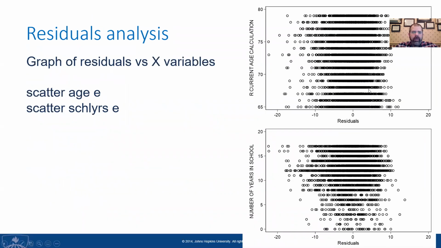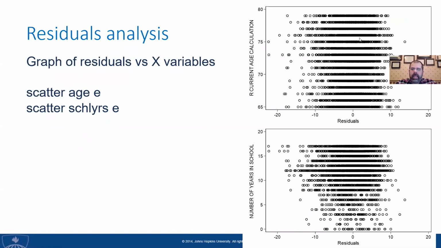Next, we can look at a graph of residuals versus our x variables, and however many x variables you have, you should look at that many graphs. Here I'm doing just two examples. I'm scattering age against my residuals, and I see a random scatter. I'm also scattering years of education against the residuals, and similarly, I see a random scatter here. So this is all looking positive for the fit of this model.